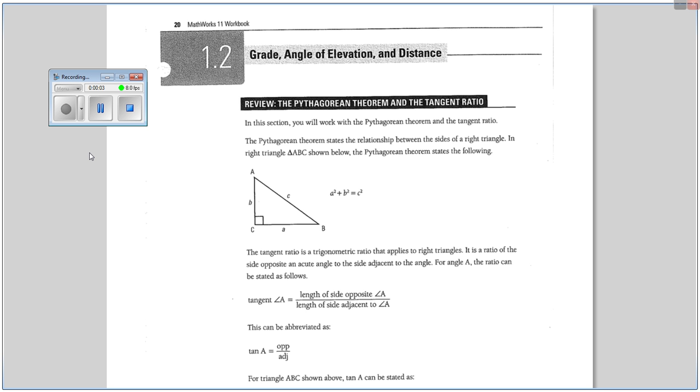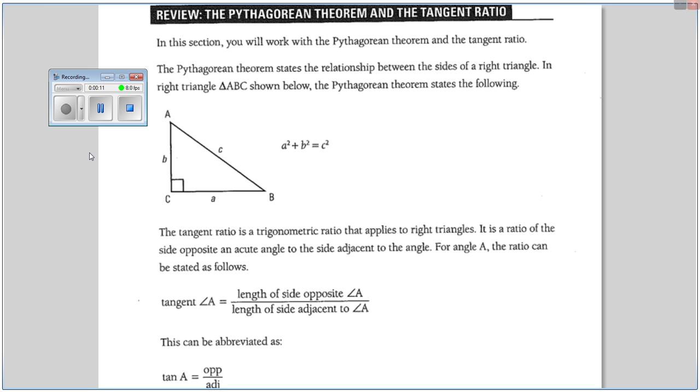Alright, so we start off, looks like a review of the Pythagorean theorem and the tangent ratio. So this should be a review. Okay, Pythagorean theorem: a squared plus b squared equals c squared. Hopefully you know this.